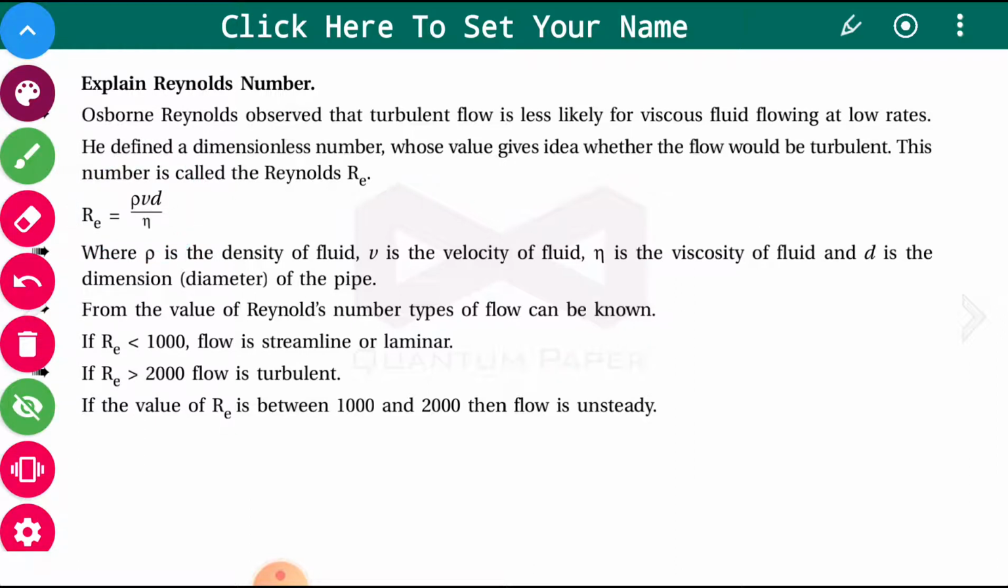Now, from the value of the Reynolds number we can determine the type of flow. If the Reynolds number is less than 1000, the flow is streamline. If the Reynolds number is more than 2000, the flow is turbulent. If the value of R is between 1000 and 2000, then the flow is unsteady.